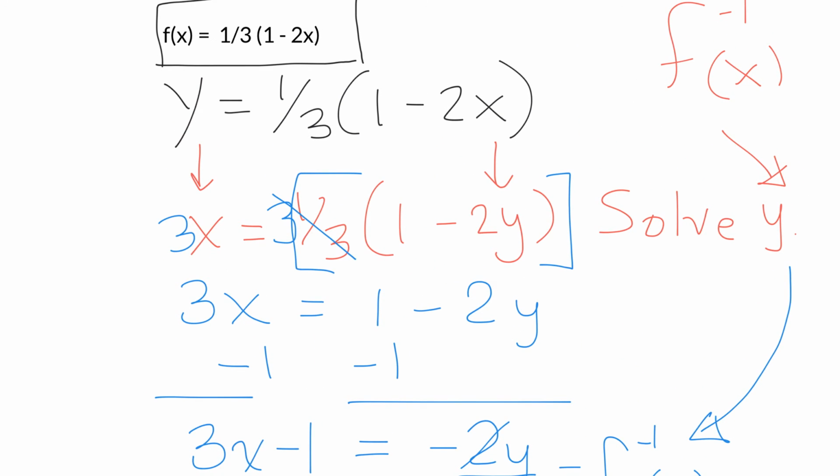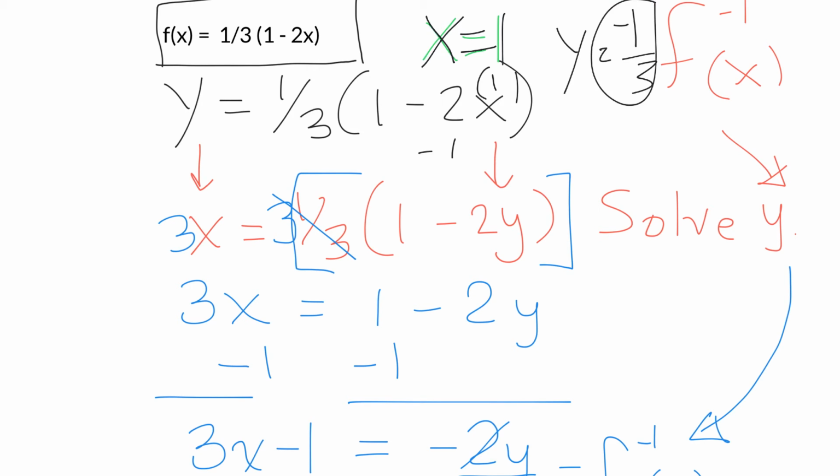And there is a way that we can check this by picking a number and running it through the function. Let's say x equals 1. What's y? Well, if x equals 1, I'm going to have 1 minus 2 times 1, which is negative 1. Negative 1 times 1/3, I have negative 1/3. So y is equal to negative 1/3.